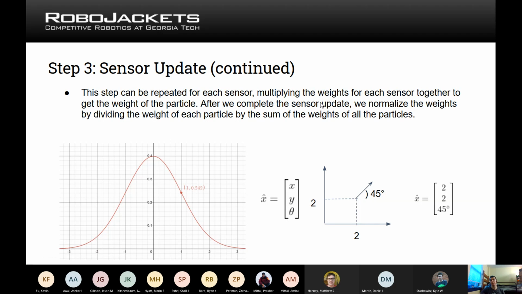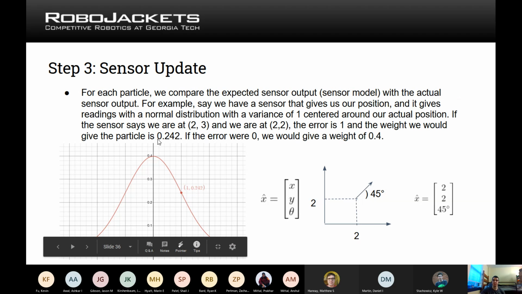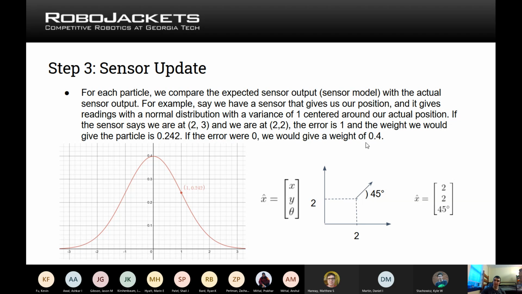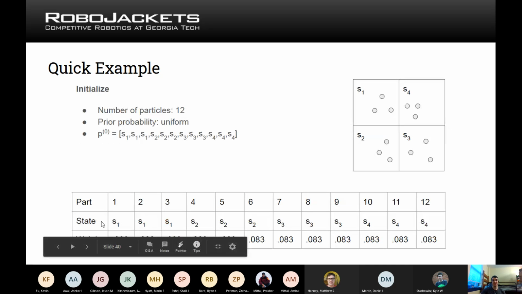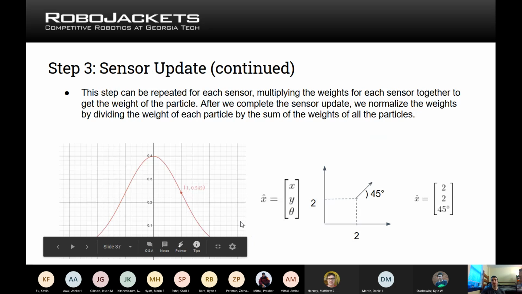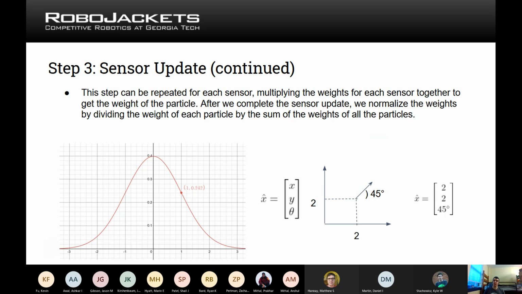After we compute the sensor update, we normalize the weights by dividing the weight of each particle by the sum of the weights of all the particles. The weight of the particle is literally just a value associated with each particle, and it ends up representing the probability that you're going to resample it later. In reality, what the weight means is the larger the weight, the more aligned that particle is with the sensor readings.